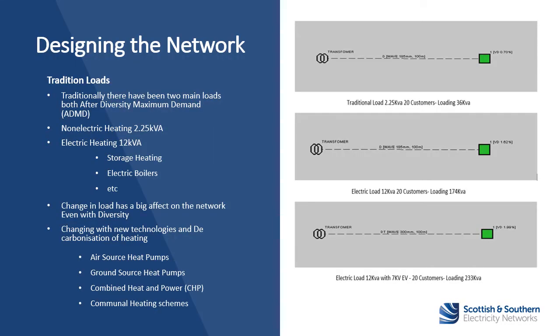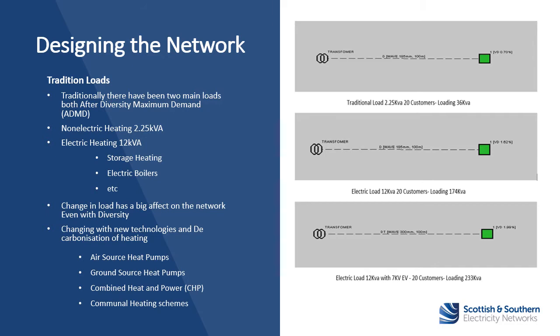So looking at the traditional loads that we've had on the network, there's always been two loads that we would typically assess. One of them being a non-electric load of 2.25 kVA, and one of them being an electric load of 12 kVA. Looking at the electric load, the example I've given is if you had 20 customers, the total load from the site would be 36 kVA. If you take a non-diversified load of just adding them all up, you would actually get 50 kVA. So you can see how that's a little bit less, and it becomes more evident when you have more load. In the example of the electric load and 20 customers, we get 174 kVA, whereas undiversified that would be 240.